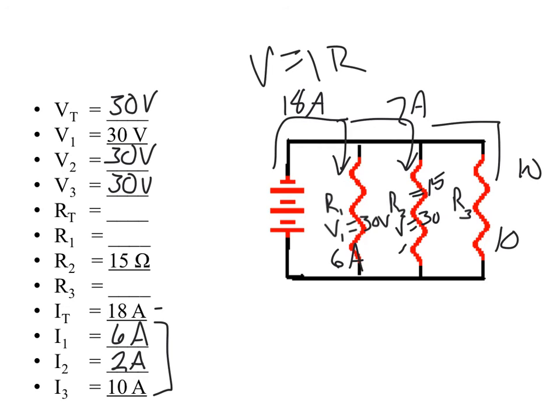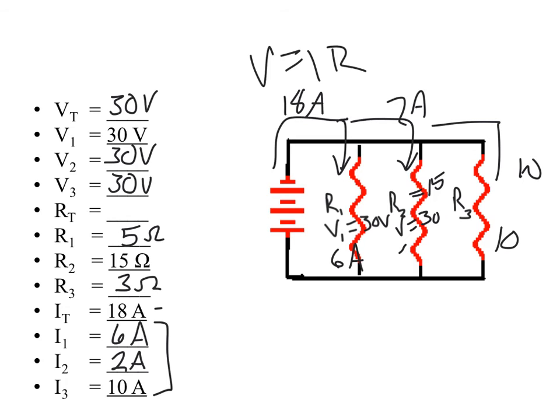Now, if I know the current and the voltage, I can find the resistance. So 30 volts divided by 6 amps is 5. So my resistance for resistor 1 is 5 ohms. All right. Resistor 3 is a current of 10 and a voltage of 30. So 30 divided by 10 is 3.